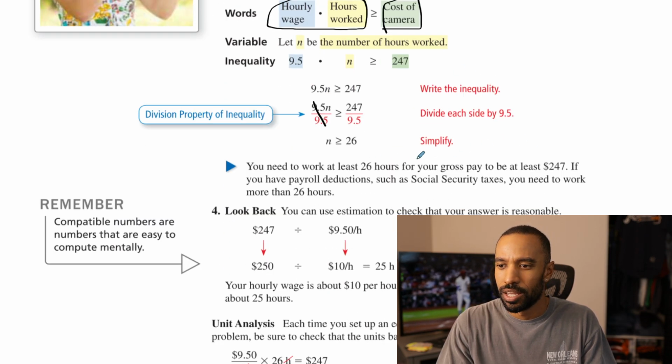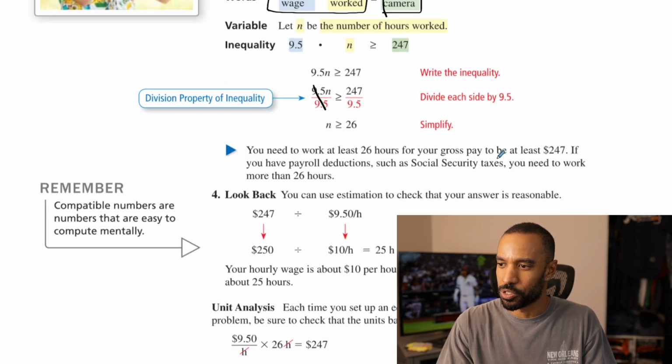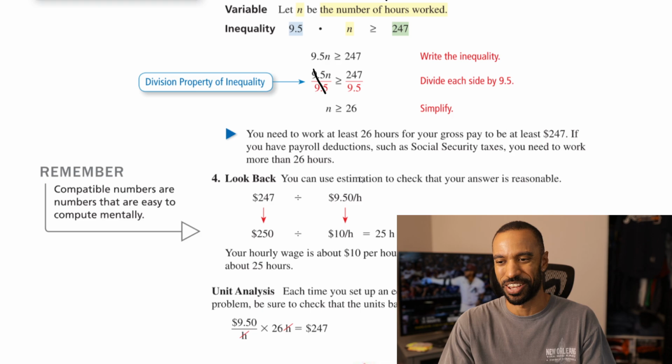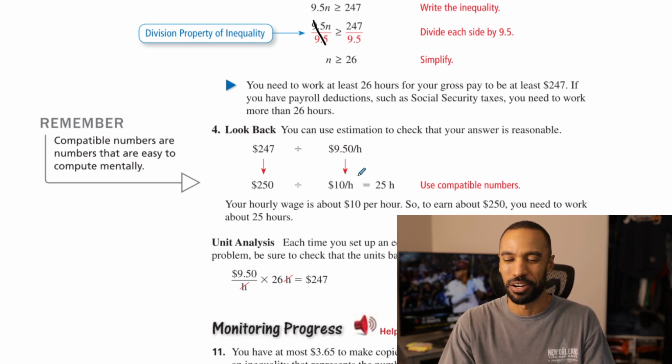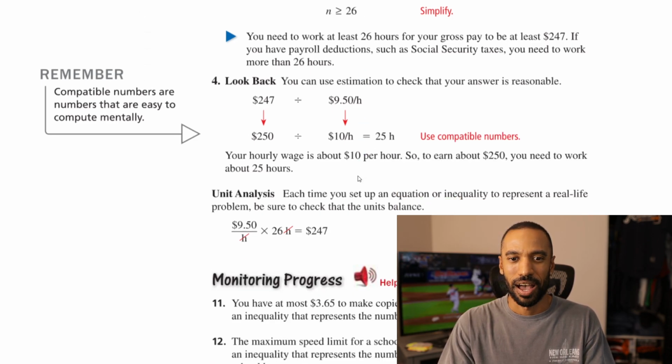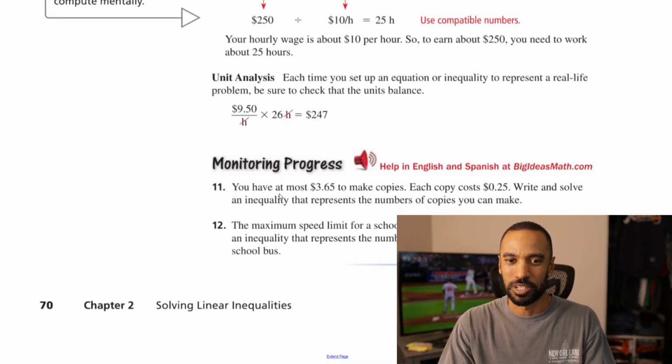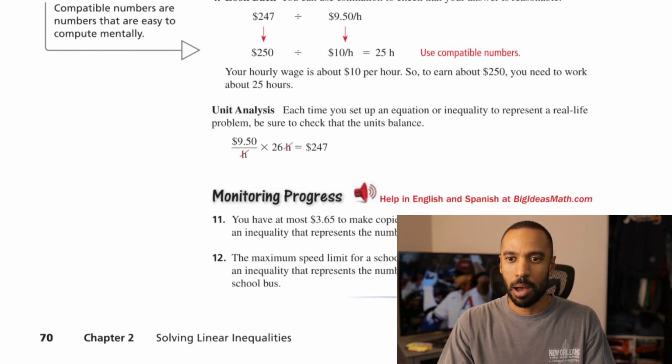Because this says if you have payroll deductions such as Social Security taxes, you need to work more than 26 hours. Okay. I don't think we have to include that part, but they're just telling you some life lessons here. And there's some good old double check stuff. Yeah, I'm all good on that.